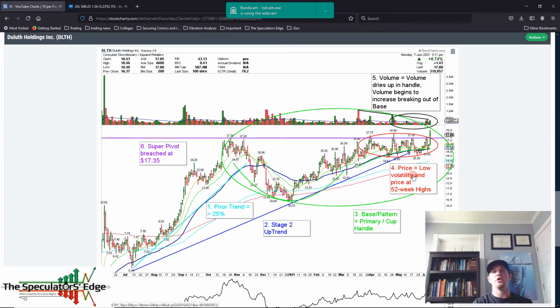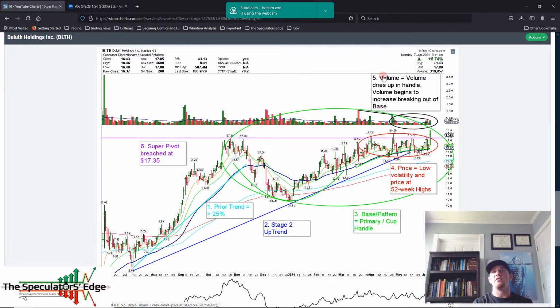Now what we're going to look for is price, low volatility, and we're going to see where price is relative to its 52-week highs. And of course we have low volatility within this price range right here within the handle, and the price is breaking out to new 52-week highs, which is an excellent sign.